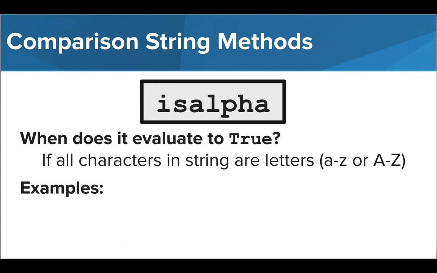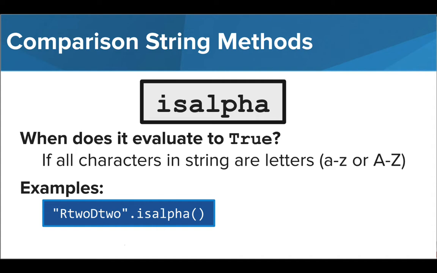The first comparison string method we'll learn about is the isAlpha string method. This method will evaluate to true if all the characters in a string are letters. This means they are A through Z in either upper or lowercase letters. If there is a number, a symbol, or even a space included in the string, it will evaluate to false.